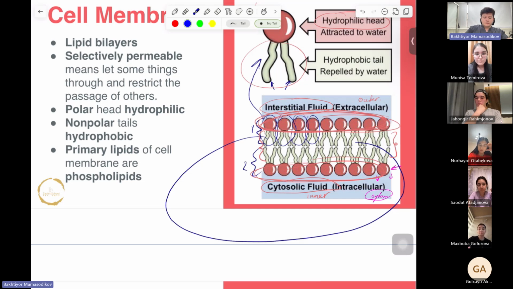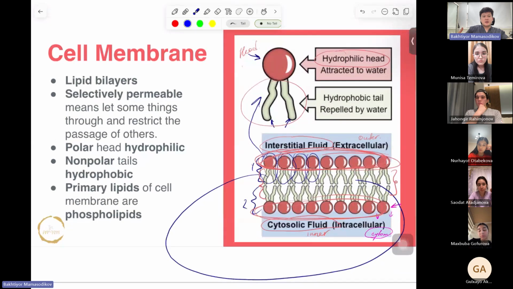So, in the cell membrane, we have the lipid bilayer. This is the bilayer. The first layer, this is the second layer. And the membrane is selectively permeable. What's the meaning of selectively permeable? What do you think, guys? Selectively means that it chooses what to let in and what not to let in.